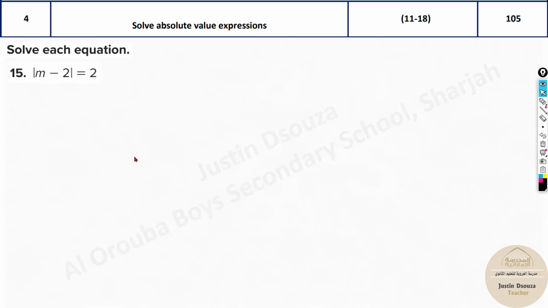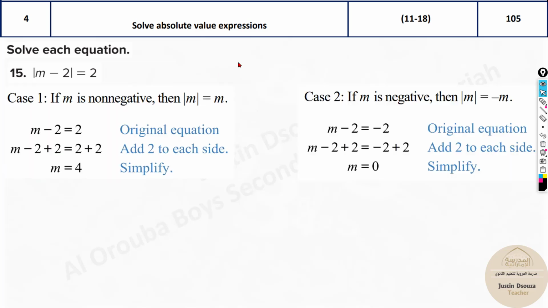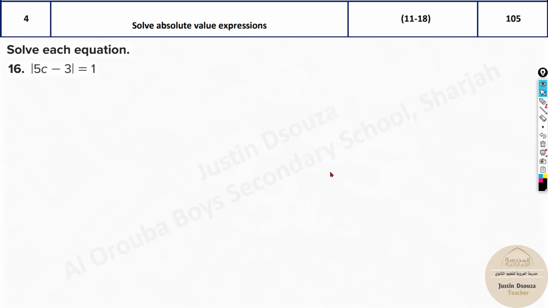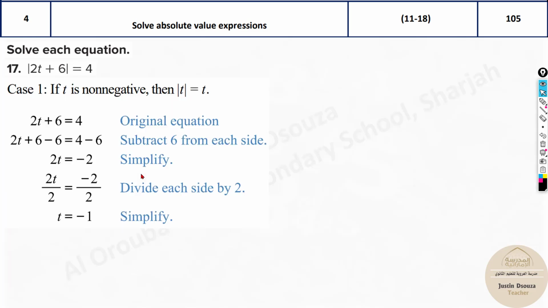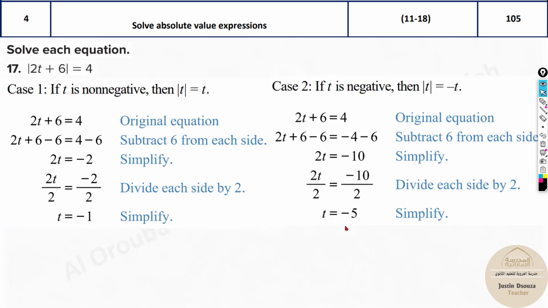Now here it's the same thing, case 1 and case 2. If you have listened carefully and understood this, you can solve it by yourself and be very thorough. These are simple problems. The answer is 0 and 4. Here also you can solve it. You will get the 2 answers, 4 by 5 and 2 by 5, and the solution set is written as 2 by 5 comma 4 by 5. And here as well you can see the 2 answers.